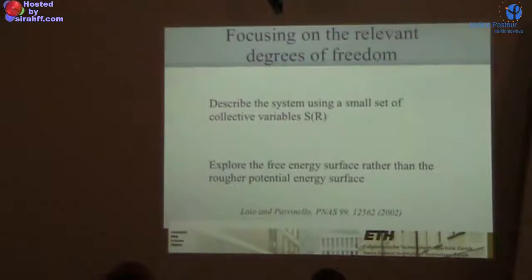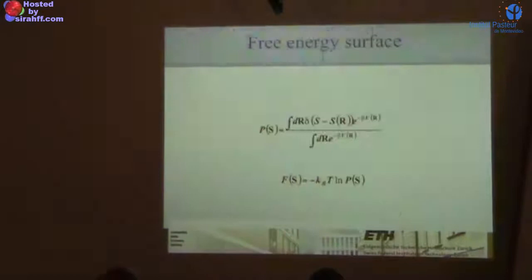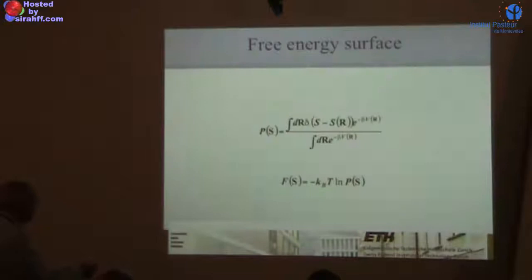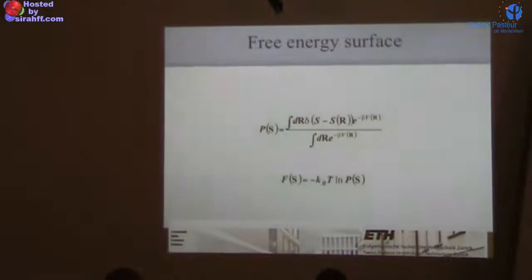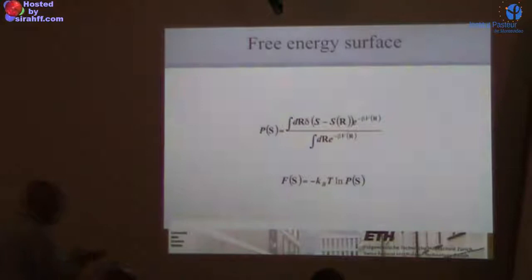What is this free energy surface? It's a simple definition. Suppose you know my collective variable S, I can look for the probability distribution P(S) that this collective variable has a certain value. This is given by the Boltzmann distribution, properly normalized. If I take the log of this, put the minus in front, and multiply by the energy scale of the problem, which is kBT, this is our free energy. That free energy contains a part of enthalpic nature and a part of entropic nature. So it's a combination of the two, which is really what drives the system.